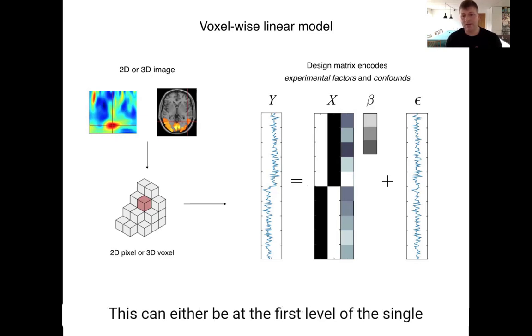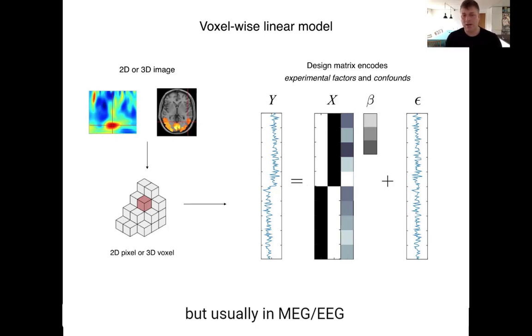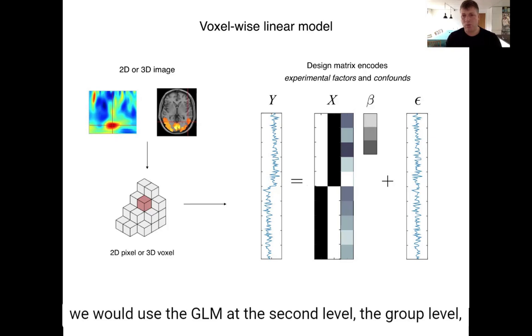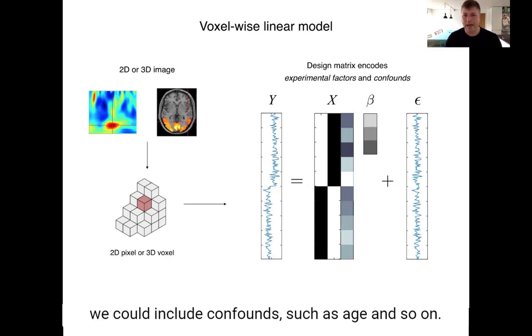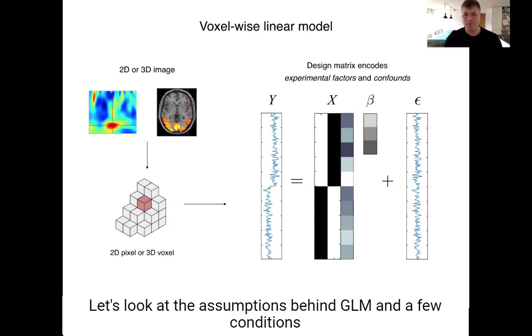This can either be at the first level, the single subject level, where we compare between conditions within one subject, but usually in MEG and EEG, we would use the GLM at the second level, at the group level, to compare between groups, say, of groups of patients, and we could include confounds such as age and so on.